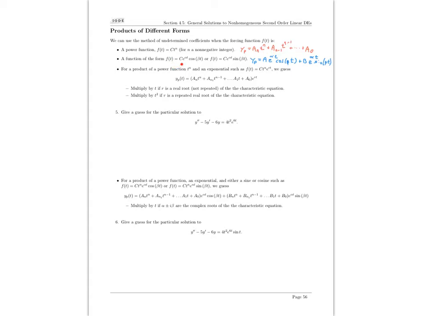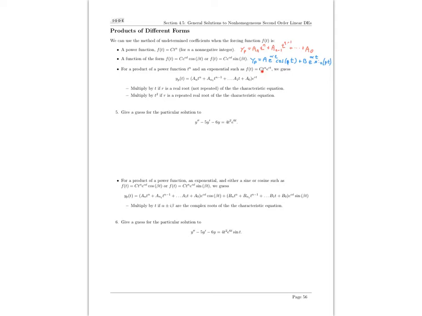If I've got some product of an exponential and a cosine, or an exponential and a sine, even if it's just one of the cosine functions or just the sine function, my guess is going to include both of those parts. So I would guess some constant times exponential cosine beta t plus some constant times exponential sine of beta t. So now what I want to talk about is, what happens when we take products of some of these functions that we've learned how to guess for.